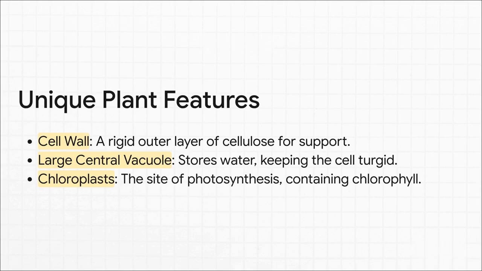Second, they have a massive, large central vacuole. It's basically a giant water-filled sac that pushes against the cell wall and keeps the cell firm. And third, the real game changer, chloroplasts. These are the little green machines that make photosynthesis happen.